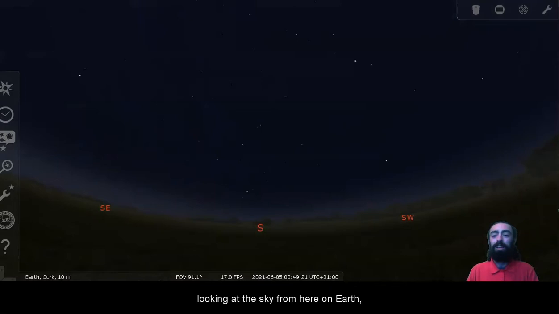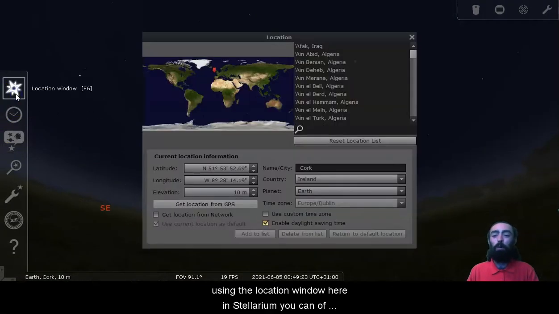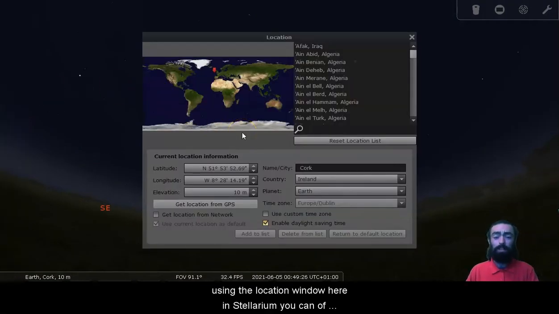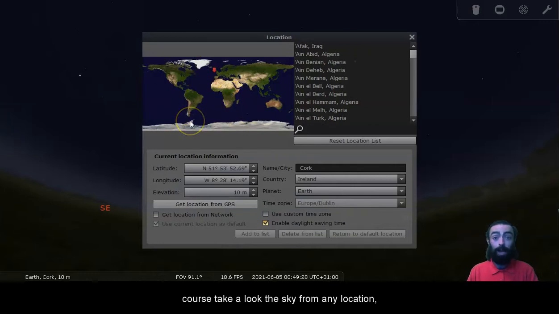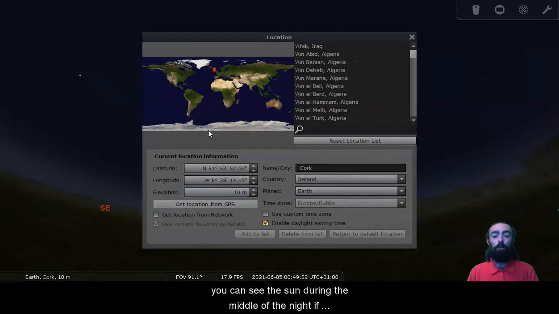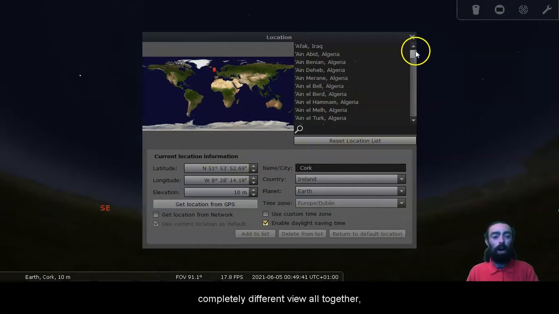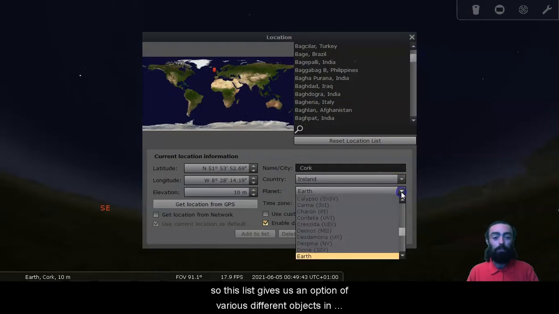But we're not going to be looking at the sky from here on Earth. Using the location window here in Stellarium, you can of course take a look at the sky from any location. So this is a great way to see the midnight sun, if you can see the sun during the middle of the night, if you're at the very bottom or very top of the planet during the correct solstices. So we're going to look at a completely different view altogether.